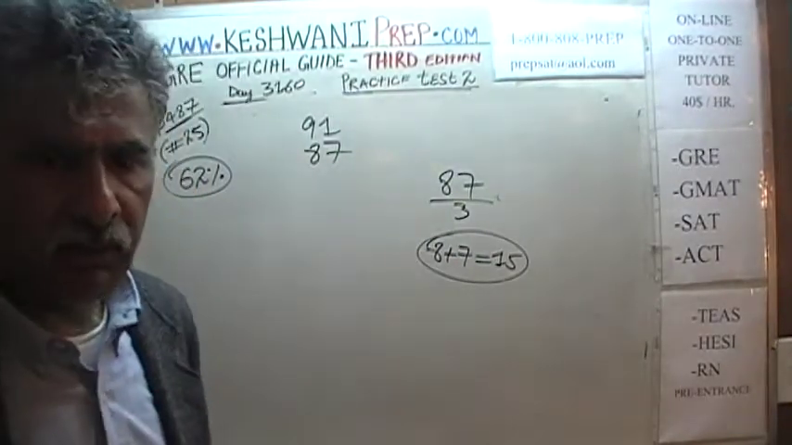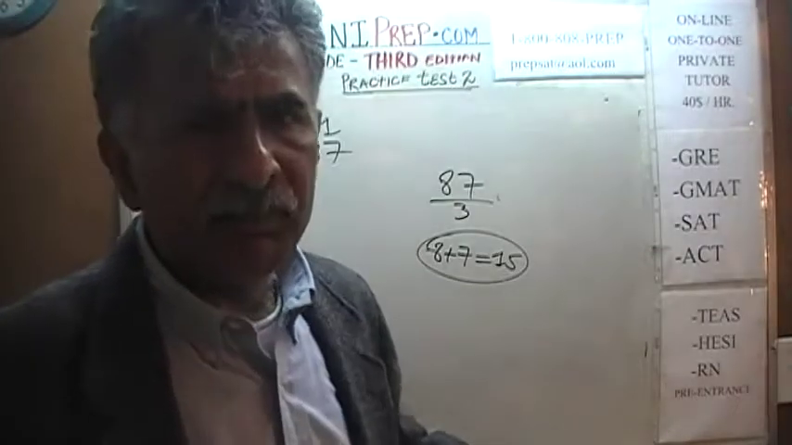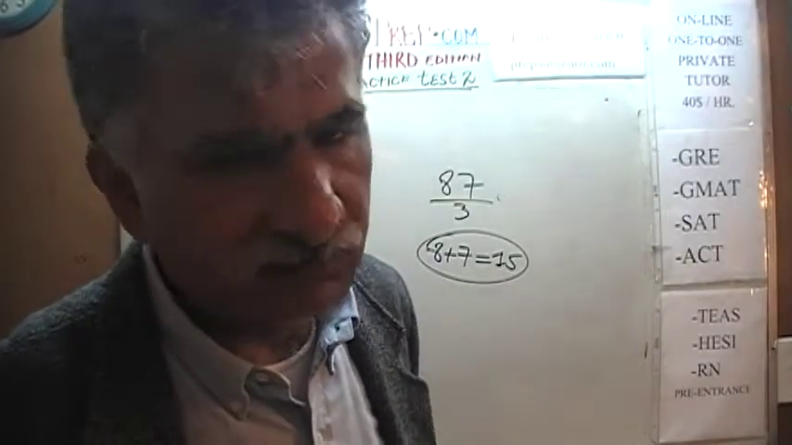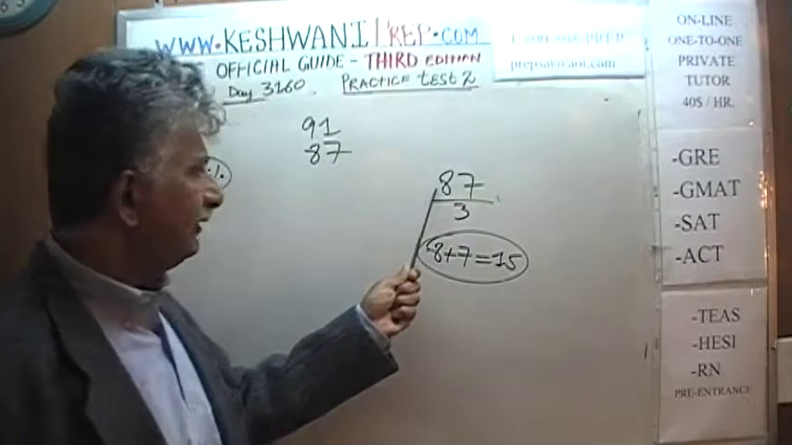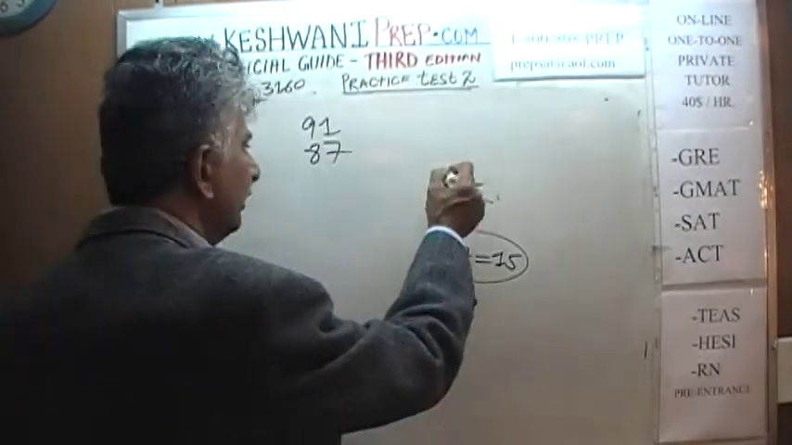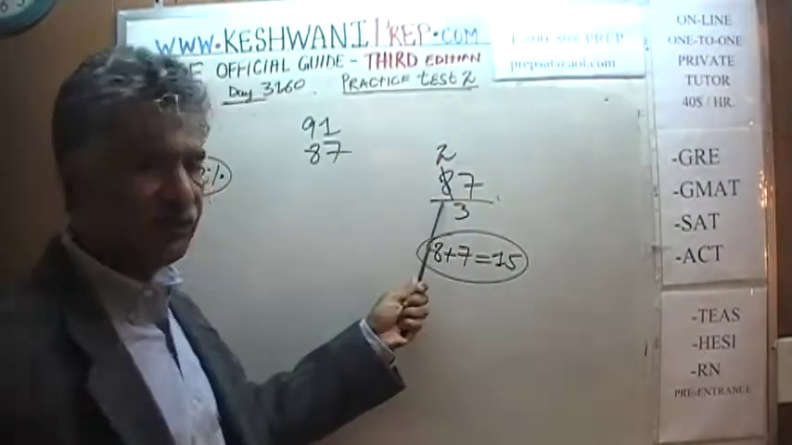8 plus 7 is 15. Whatever it is, some number times 3. It's a multiple of 3. It's not a prime number. How many 3's does 8 have? 8 has 2 3's. 2 3's are 6.